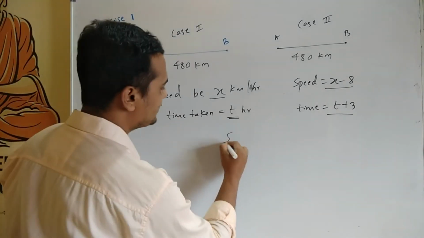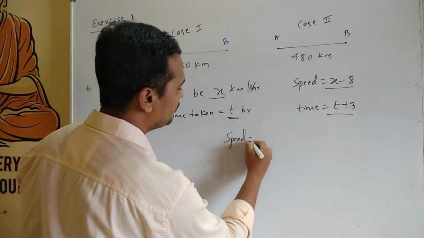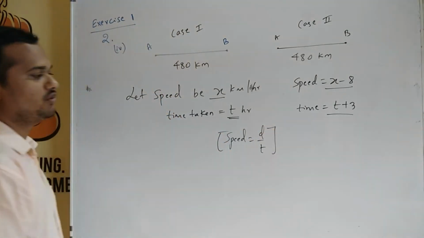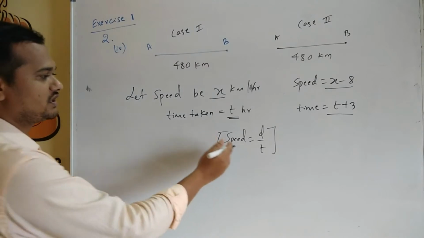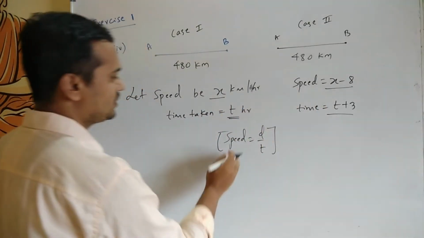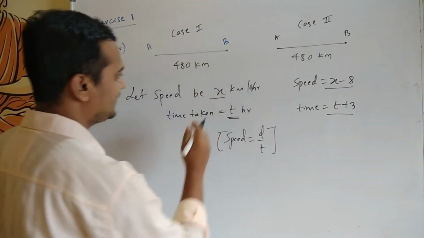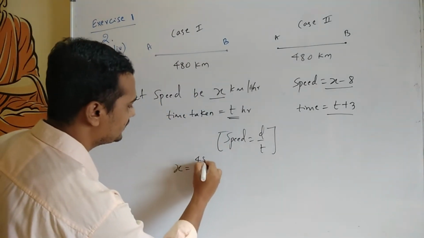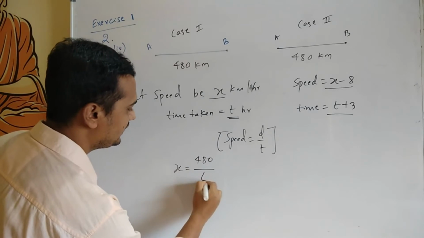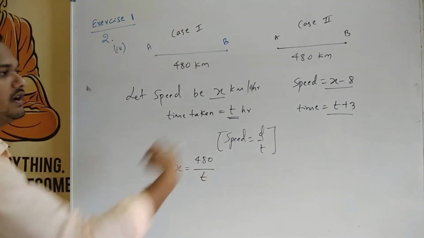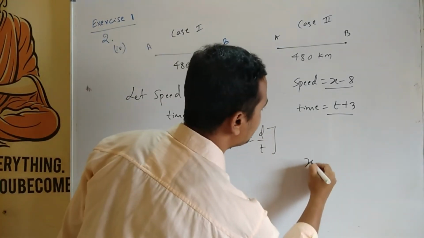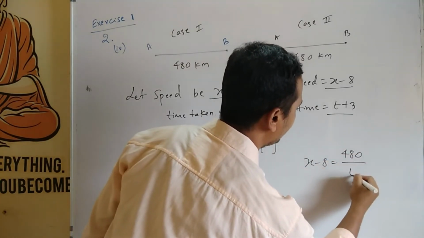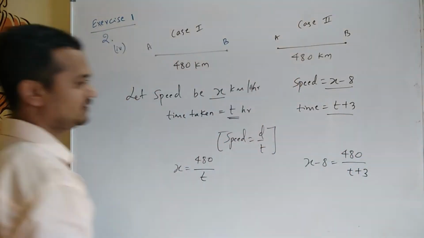You all know, right? What is speed? Speed is equal to distance by time, right? We all know this formula. So just use this formula for both the cases. If I apply this formula for this case, then I will get x is equal to distance, that is 480 divided by t. Okay, apply it here. x minus 8 is equal to 480 divided by t plus 3.